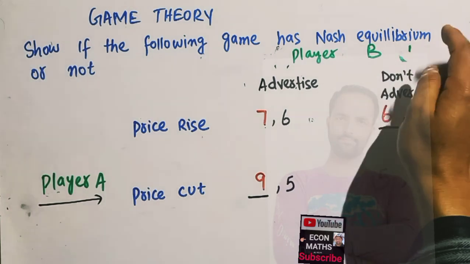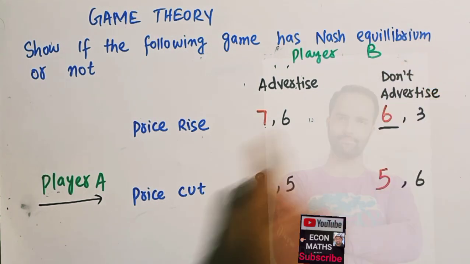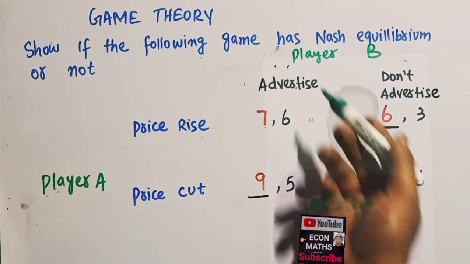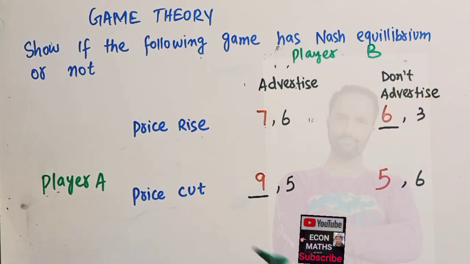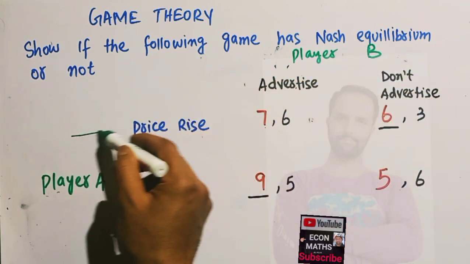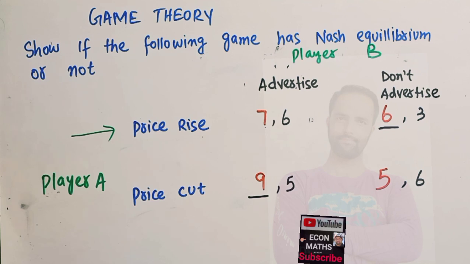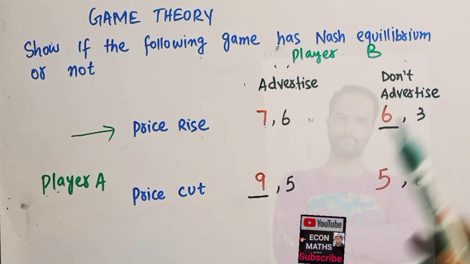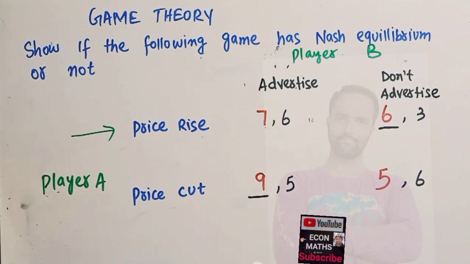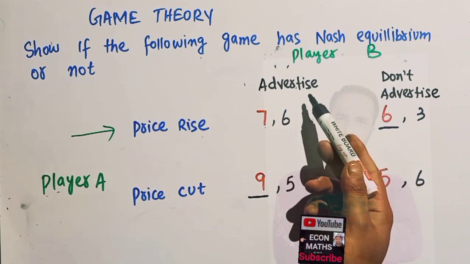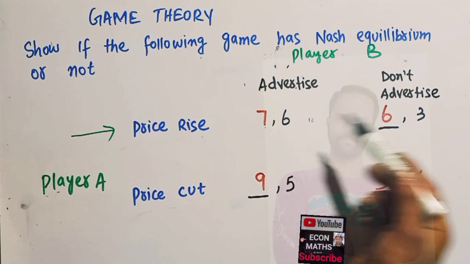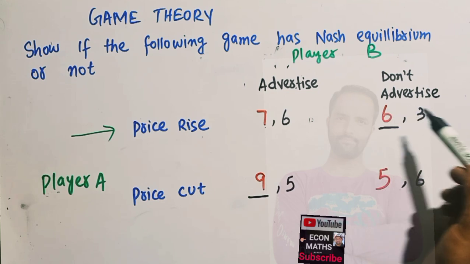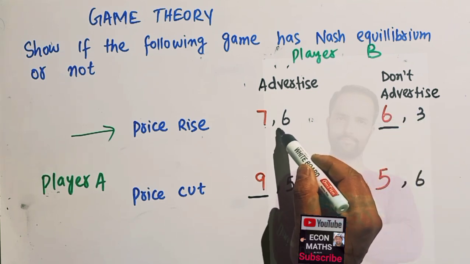Now let us see the things from the perspective of player B. So how does player B react when player A chooses to raise the price? Player B has two options, either to advertise or not to advertise. If he chooses to advertise, player B gets a payoff of 6. If he chooses not to advertise, he gets a payoff of 3. Obviously 6 is greater than 3. He will choose to advertise, and let's underline it here.